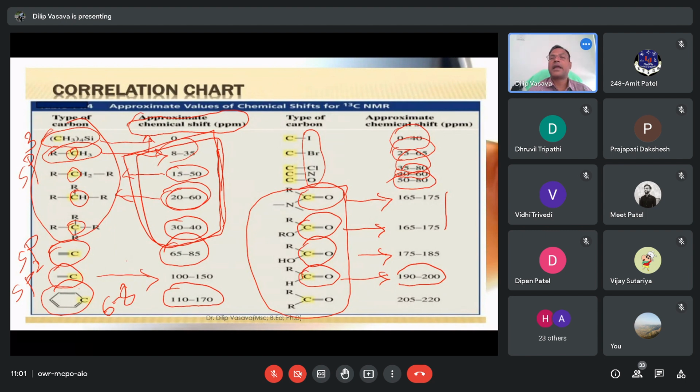It is hanged. So let me check it out once again. It is hanged. So let me share it once again.